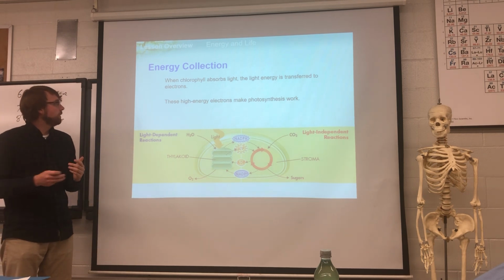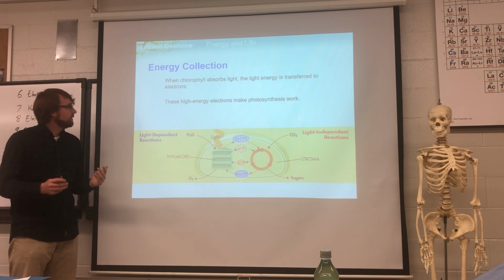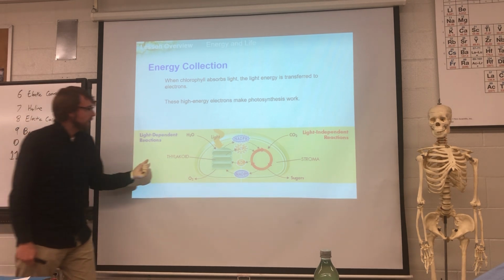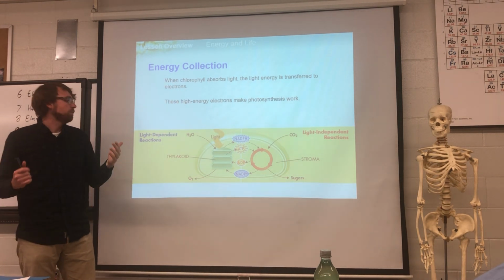So when chlorophyll absorbs light energy, the light energy is transferred to electrons. These high energy electrons make photosynthesis work. So this diagram is going to be your most important diagram to understand this process.